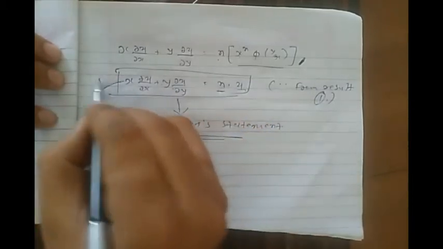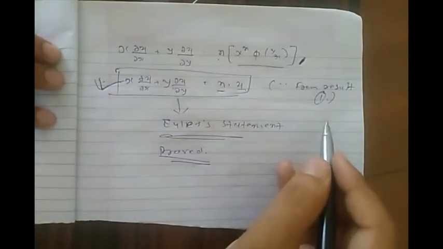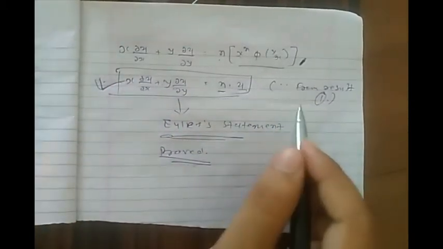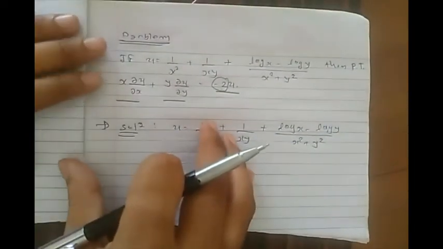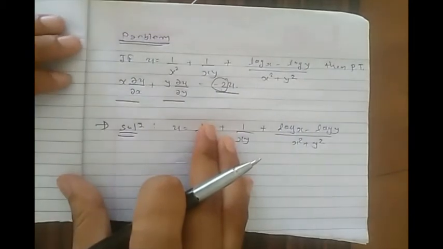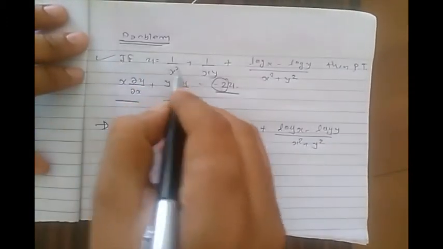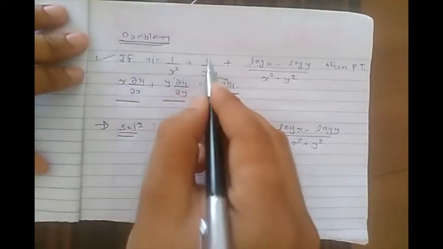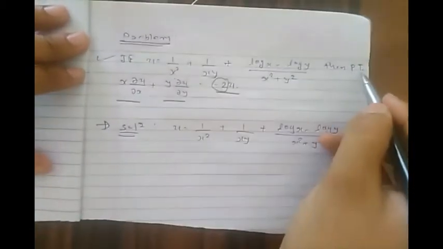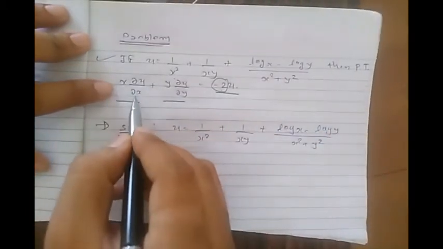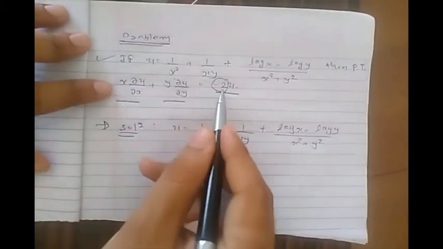So hence we have proved the homogeneous function. Now by taking a problem, we are going deeply to understand how we can prove Euler's theorem. So simply I just take a problem statement that is here: if u is equal to 1 upon x square plus 1 upon xy plus (log x minus log y) upon x square plus y square, then we have to prove that x del u by del x plus y del u by del y is equal to minus 2u.